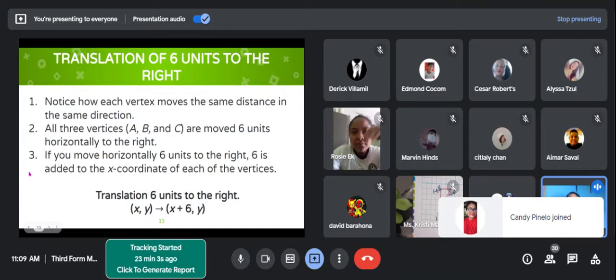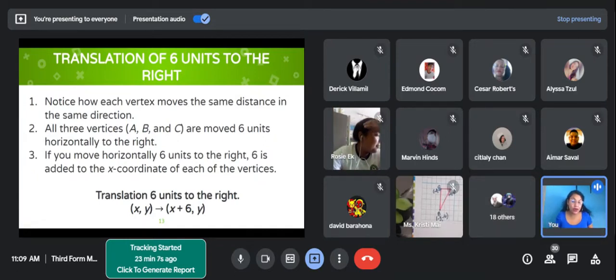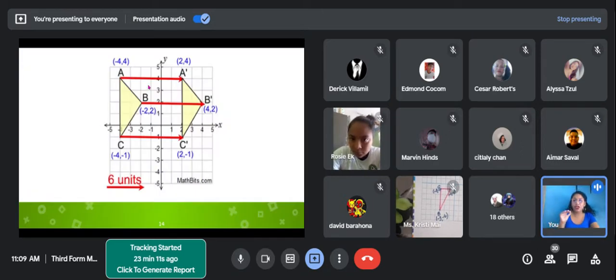So notice how each vertex moves the same distance in the same direction. If I am giving you a shape, ABC, and I'm telling you to move this shape 6 units to the right, then I need to move each of these points.